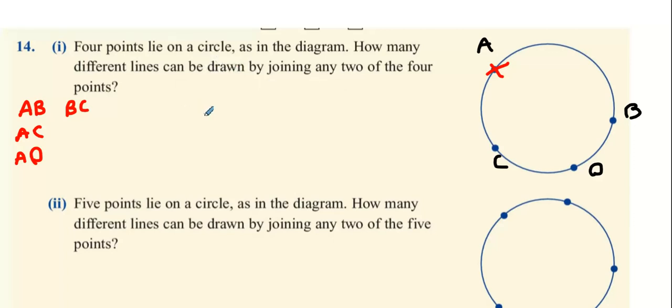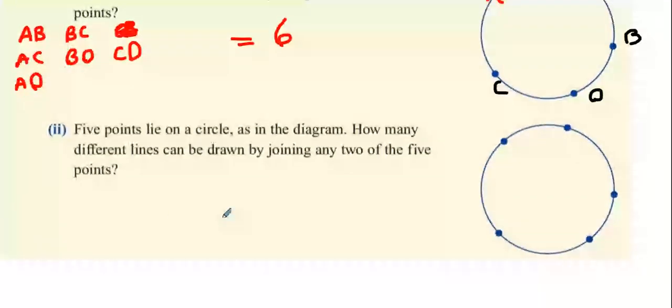So what's after BC? BD. And does everybody agree that CB is the same thing as BC? Same line. So what comes after this? CD. And then DC is the same thing as CD. So 3 plus 2 plus 1? 6. Everybody okay with that? Okay, difficult to do.